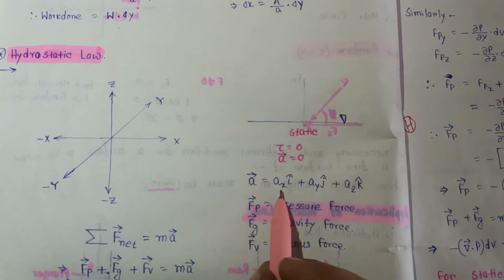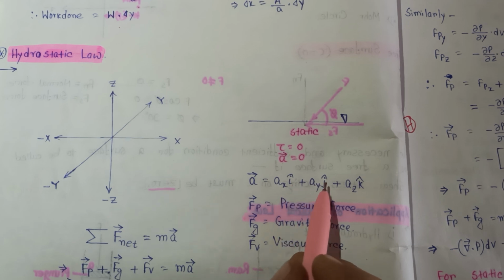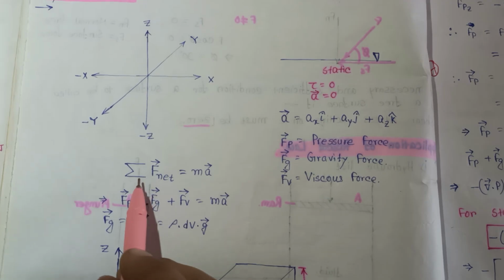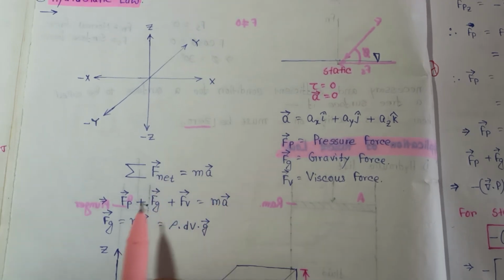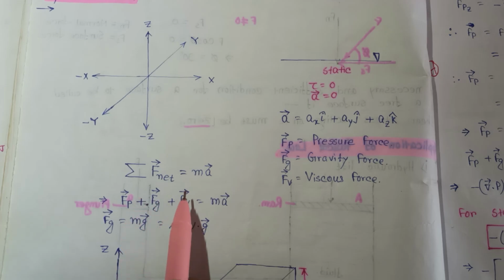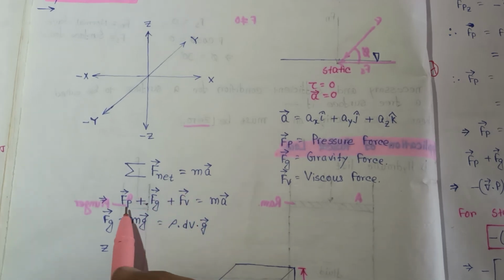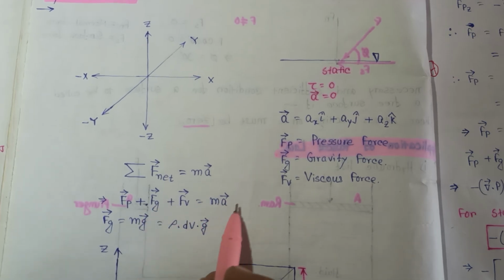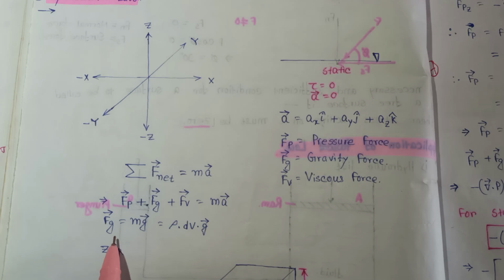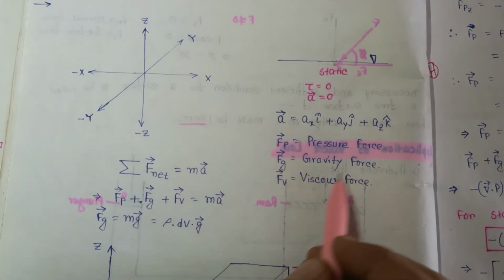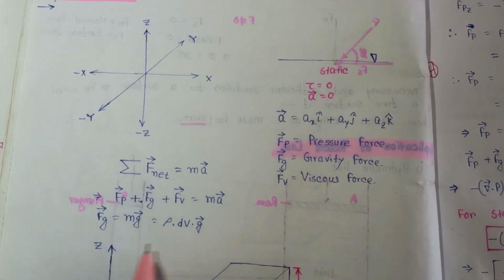In vector form, that is ax i cap plus ay j cap plus az k cap. And we know that summation of F net is equal to m into a. So F net is due to pressure force, gravity force, and viscous force. That is the Navier-Stokes equation. So F net, Fp pressure force, Fg gravity force, Fv viscous force, is equal to m into a.